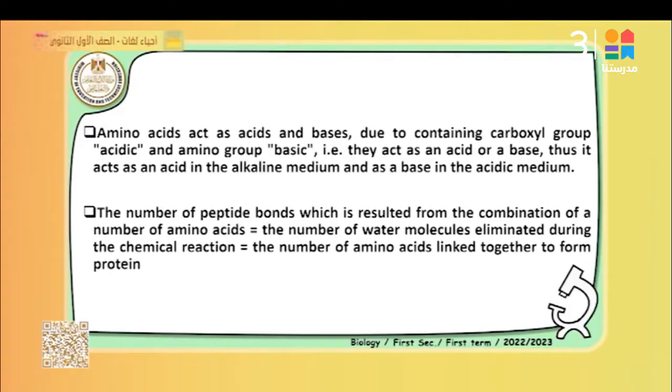That's right. The number of peptide bonds resulting from the combination of a number of amino acids equals the number of water molecules eliminated. That means the water molecules removed during the chemical reactions equal the number of bonds between the amino acids linked together to form the protein. That's right.